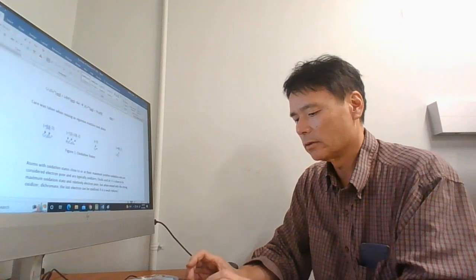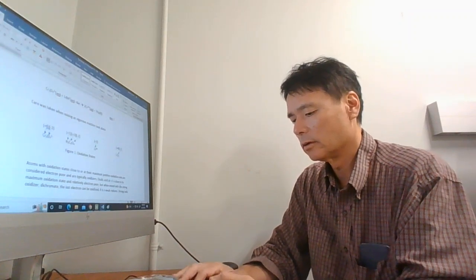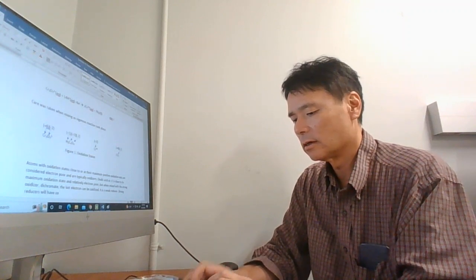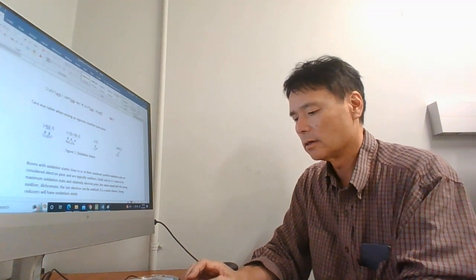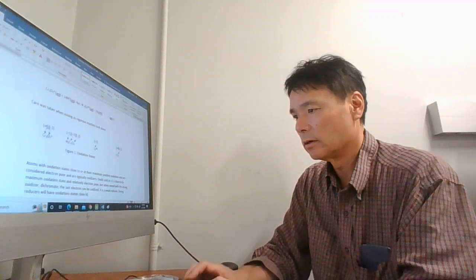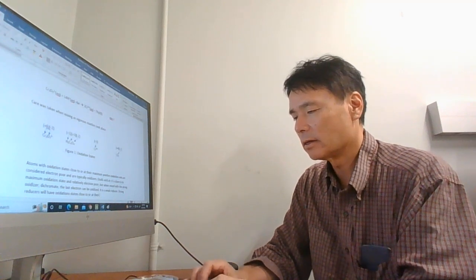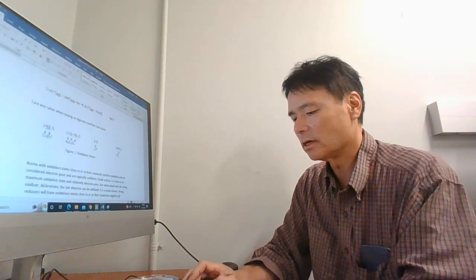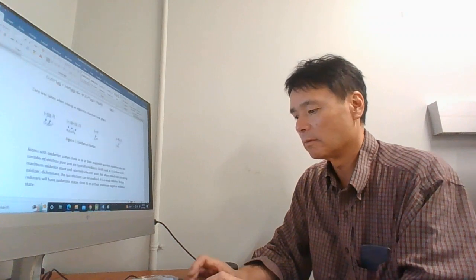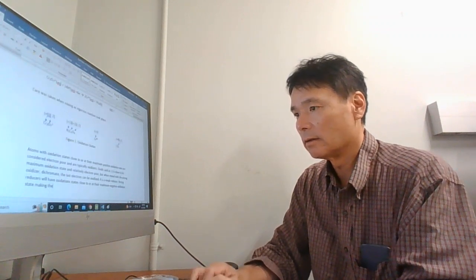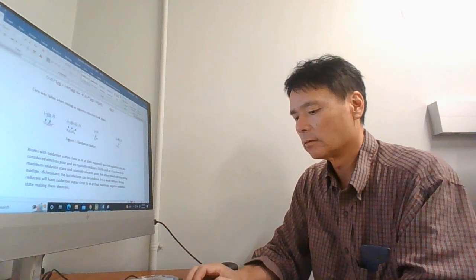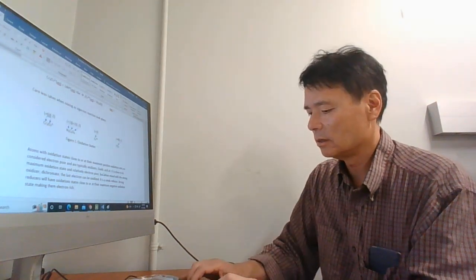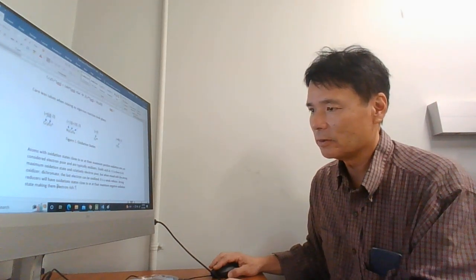Strong reducers will have oxidation states close to or at their maximum negative oxidation state, making them electron rich. Now, electron poor and electron rich is a term I like to use, but it's not common usage, so I'm going to put these in quotation marks.